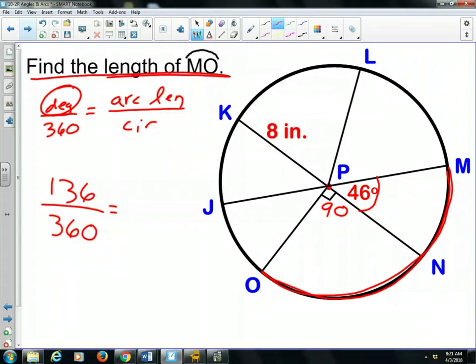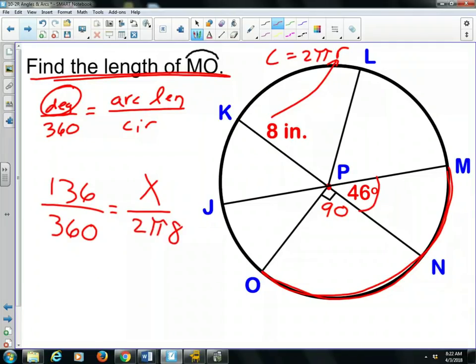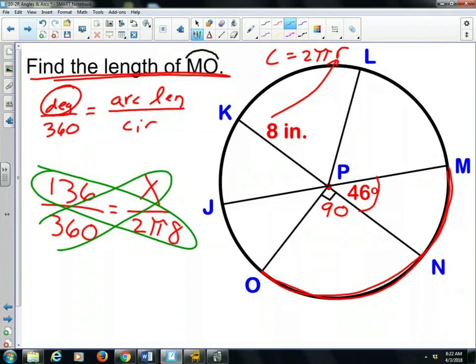It says find the length of the arc. So we want to find that. We'll call that our variable x, divided by the circumference. So what's the circumference of this circle? Well, the circumference of a circle is equal to 2 pi r. And we know what the radius is. It's 8. So divided by 2 pi times 8. That's the circumference of this circle. All right, let's solve for x. We're going to cross multiply, and then we'll end up dividing by 360. So 136 times 2 times pi times 8, and then divided by 360.